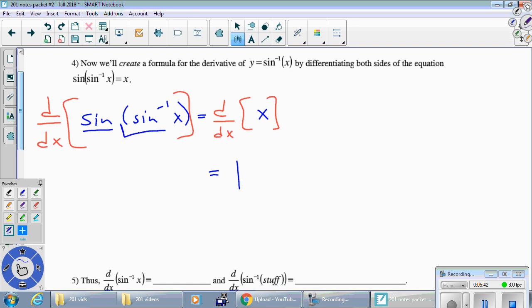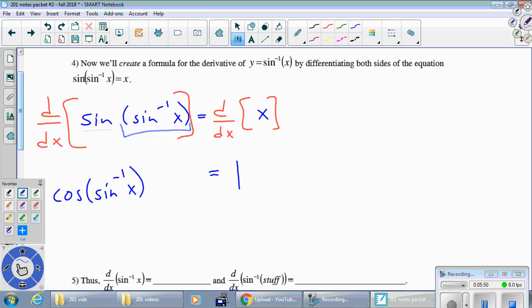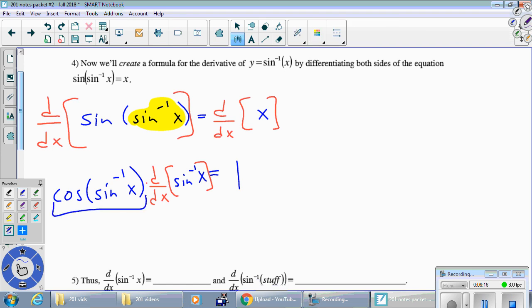This is sine of some stuff, and we know already from a previous class that the derivative of sine of stuff is cosine of that stuff times the derivative of the stuff. The stuff is in here. Now, I don't yet know what the derivative of inverse sine is, so we're just going to write it symbolically times the derivative of that stuff, inverse sine of x. And I'm trying to calculate a formula for the derivative of inverse sine, so we're going to take this equation and divide both sides by this part, which will get the derivative of inverse sine by itself, and we will largely be done, although we are going to simplify a little bit.